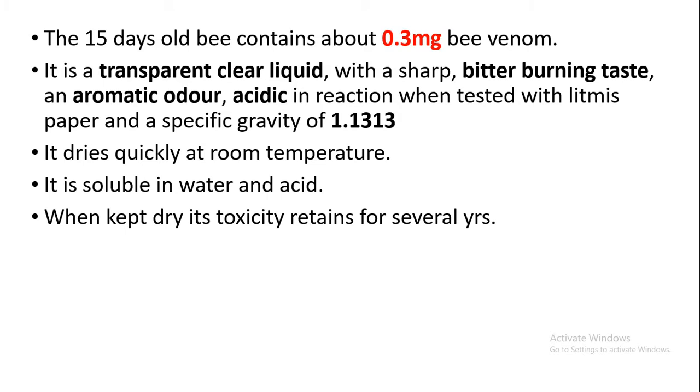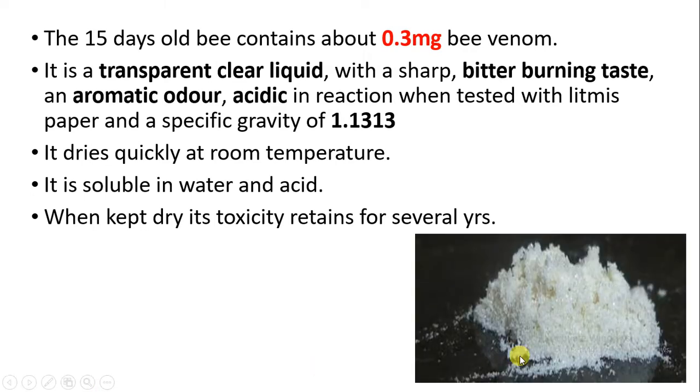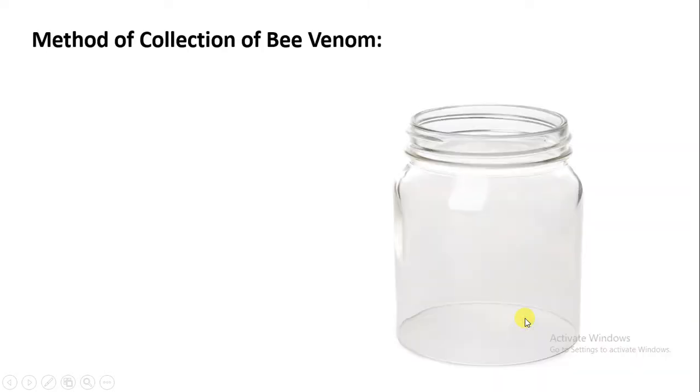When it dries up, the toxicity remains for a long period of time, for several years. Initially the venom is in liquid form, but soon it dries up at normal room temperature, and when it dries, this is how the venom looks like. It can be stored in glass vials for several years, and the toxicity will remain as it is. The next thing we are going to study is the method of collection of bee venom.